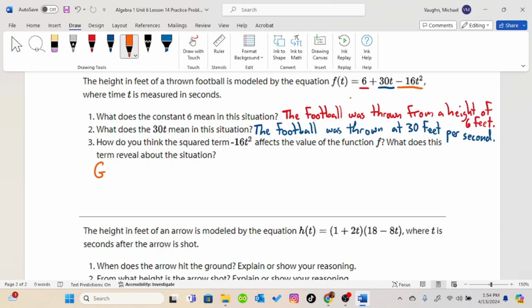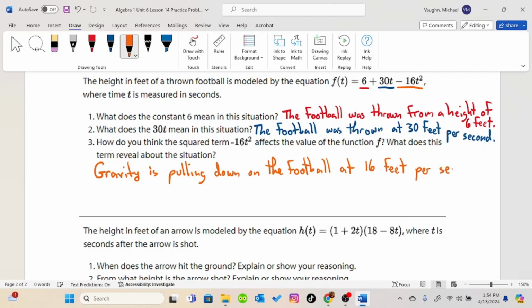So this means gravity is pulling down on the football at 16 feet per second squared. If you have any questions about how to interpret a projectile motion equation, please use class time to ask for further clarification.